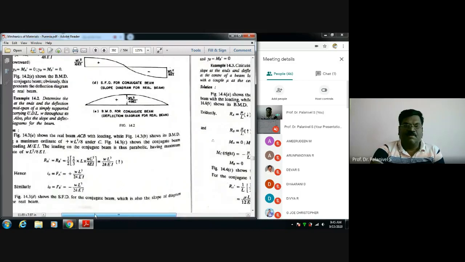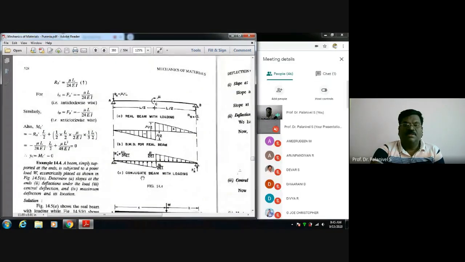What is done in this one? Here a simply supported beam subjected to a couple is given. The author has used some notation, like mu or something. Normally we use capital M to represent a couple, here a clockwise couple. You can have a look, it is very simple.